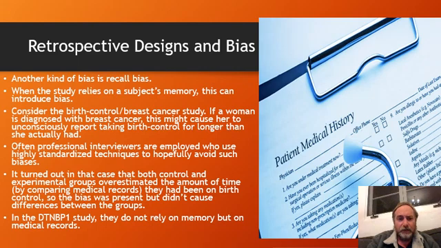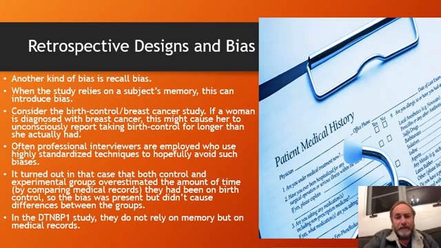Other types of bias include what we call recall bias. Sometimes studies will rely on the subject's memory. For example, in the birth control breast cancer study, say a woman is diagnosed with breast cancer, and then you ask her if she had taken birth control, a sort of retrospective design. The fact that you were diagnosed with breast cancer could unconsciously make you report taking birth control more than you had, if you suspect that it's a causal factor or it's just somehow salient to you. To avoid this sort of bias, you'll get professional interviews. This is their job, to use very standard techniques and avoid those sorts of biases.